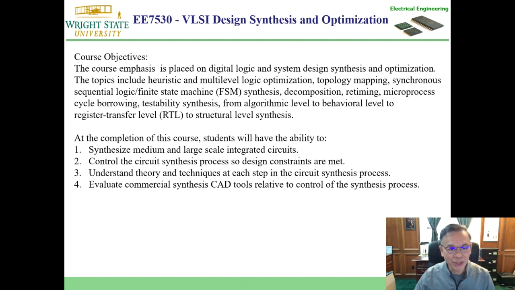At the completion of this course, students will have the ability to: 1. Synthesize medium and large-scale integrated circuits. 2. Control the circuit synthesis process so design constraints are met. 3. Understand the theory and the techniques at each step in the circuit synthesis process. And the last, evaluate the commercial synthesis CAD tools relative to control of the synthesis process.